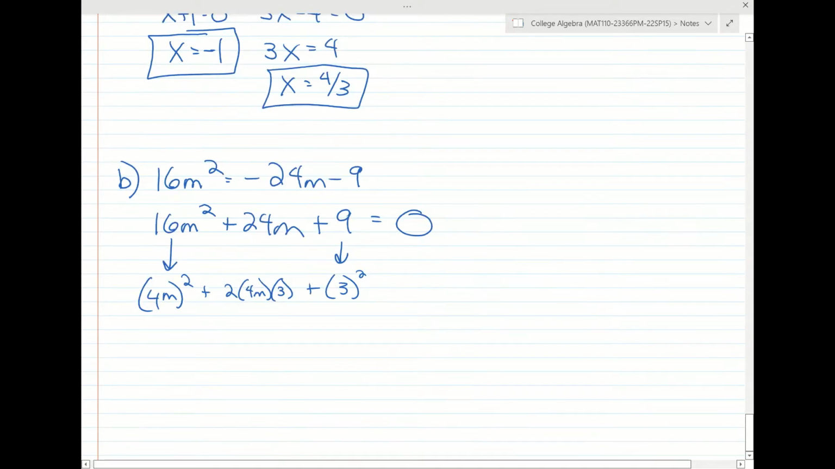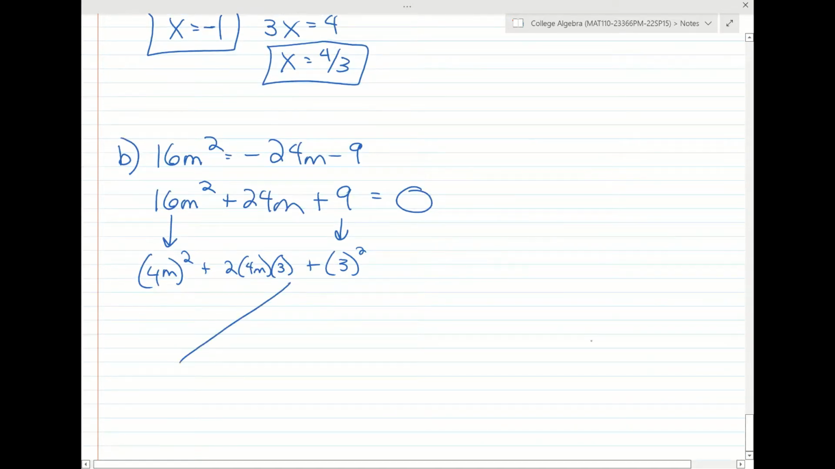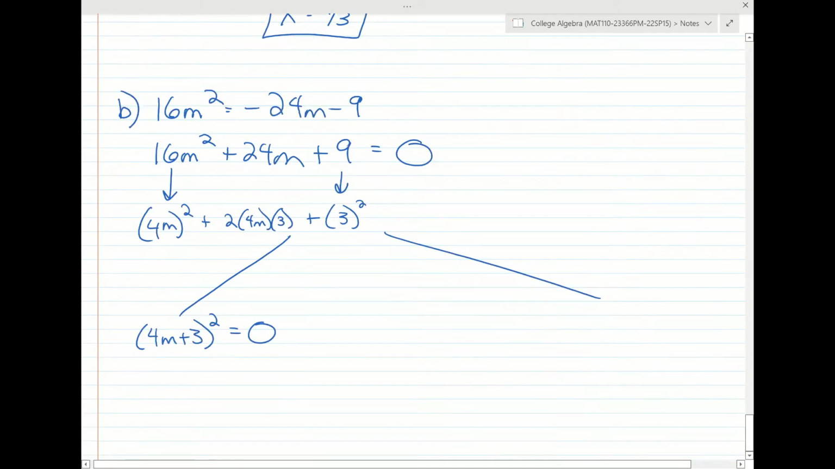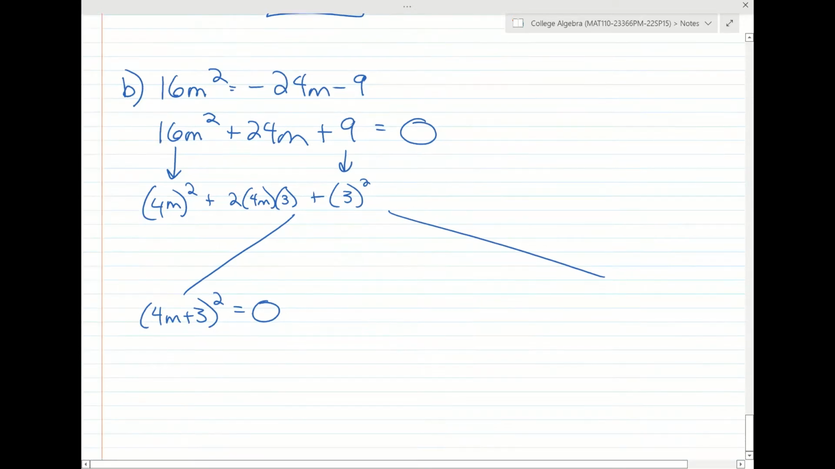Well, I'll show you two different ways to do this here. If you recognize that, it's really fast. It would just be 4m plus 3 to the second is equal to 0. That's how we talked about factoring that. But you have to make sure that 2 times a and c gives you the middle. Does that make sense? So if this is positive, then this is positive. If it's negative, then that's negative, right?